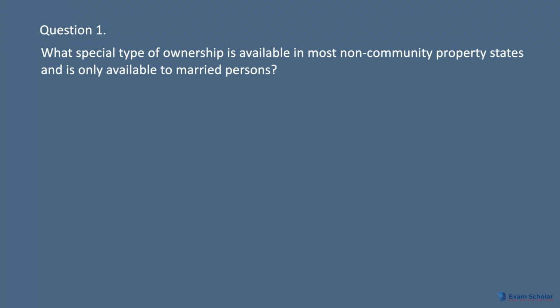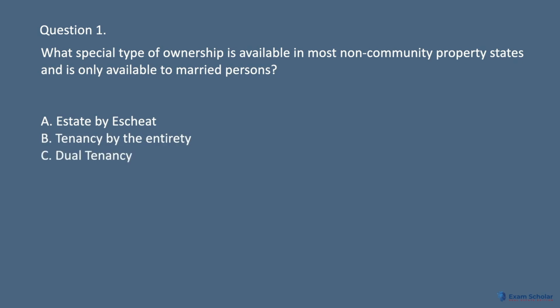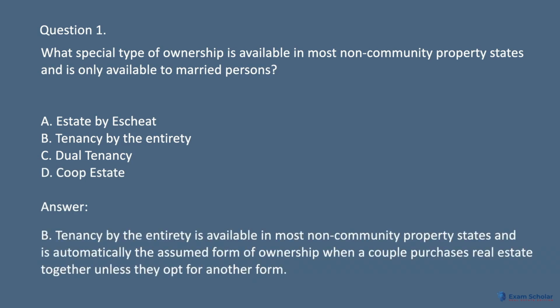Question 1. What special type of ownership is available in most non-community property states and is only available to married persons? A. Estate by escheat. B. Tenancy by the entirety. C. Dual tenancy. D. Coup estate. Answer B. Tenancy by the entirety is available in most non-community property states and is automatically the assumed form of ownership when a couple purchases real estate together unless they opt for another form.